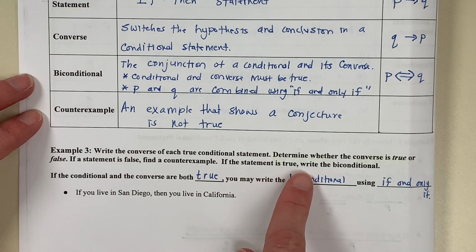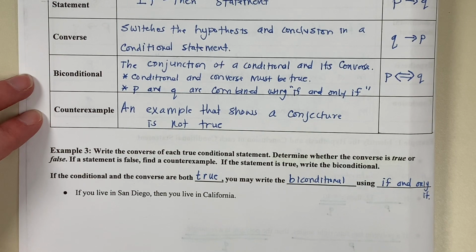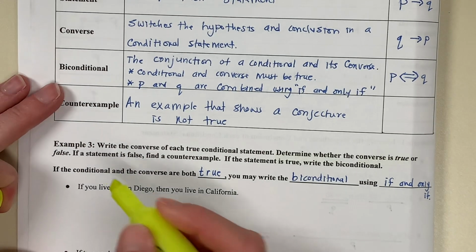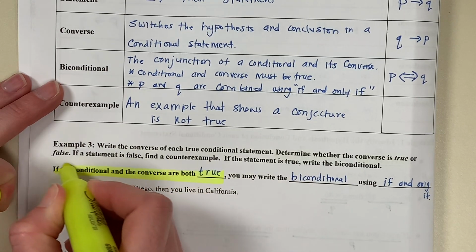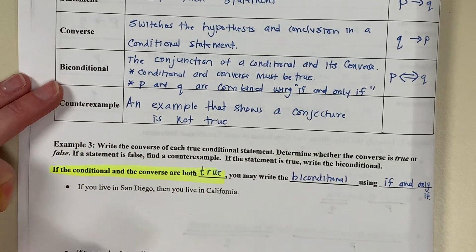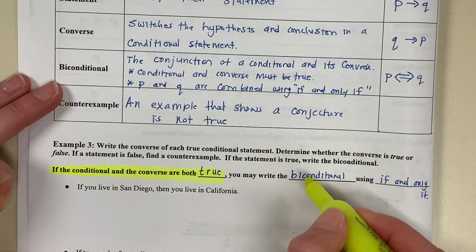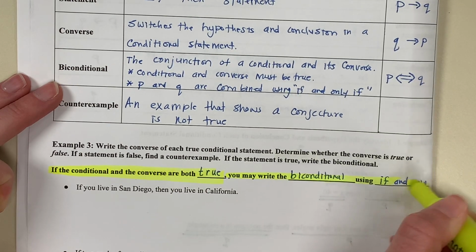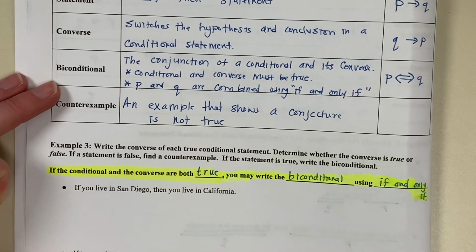If the statement is true, we're going to write the biconditional. Now, a biconditional can occur if the conditional and the converse are both true. Again, we can write a biconditional when the conditional and the converse are both true. So if the conditional and the converse are both true, you may write the biconditional using the phrase if and only if.